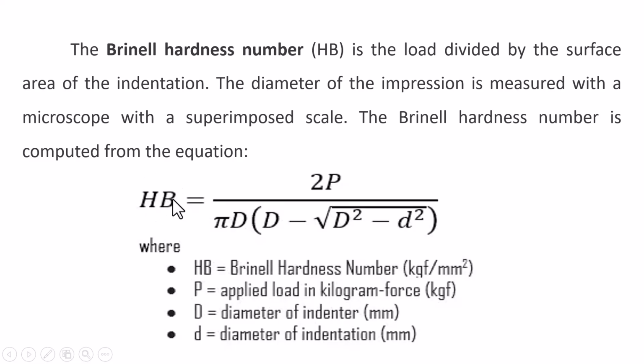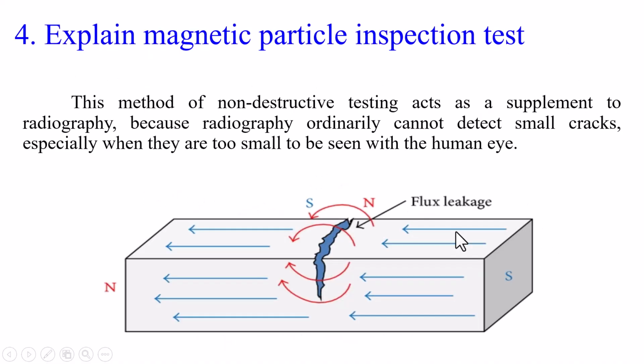It is also indicated as HB or BHN value. BHN is equal to 2P by pi D into D minus root of D square minus d square. P is the applied load in kilogram force, capital D is the actual diameter of the indenter, and small d is the diameter of the indentation. This HB is also indicating the Brinell number. So generally we say BHN value, the Brinell number. Okay. Can move to the next question.